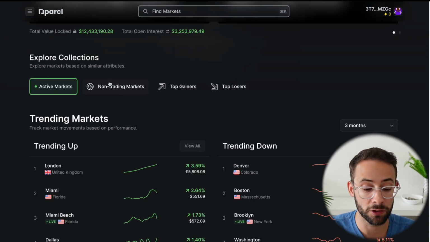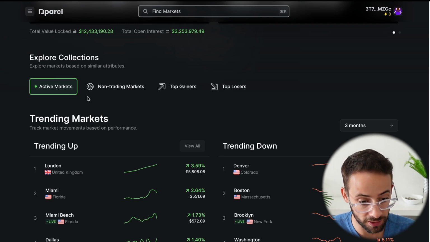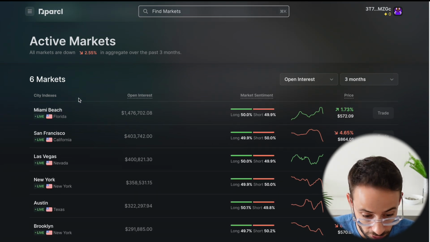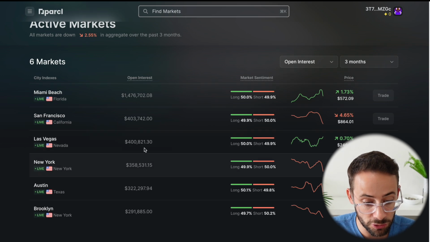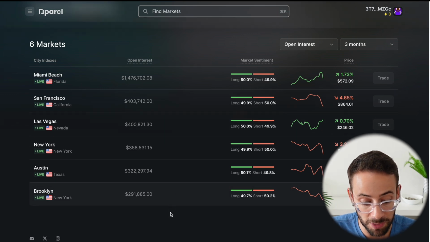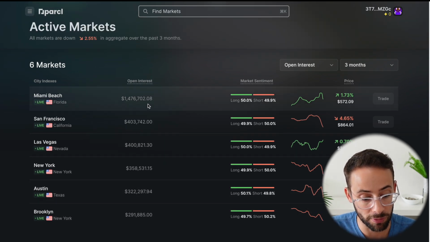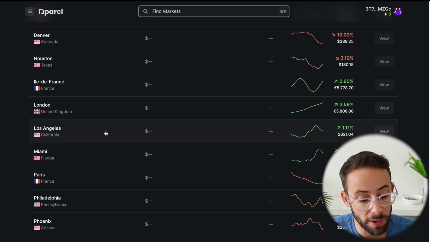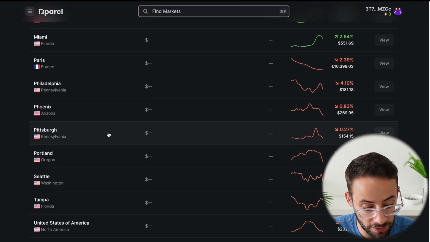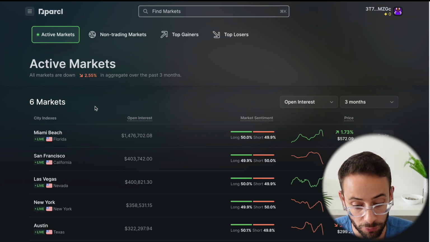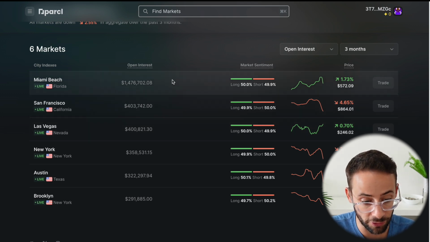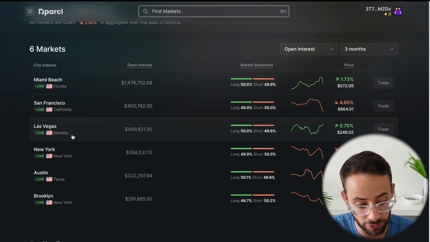Now, these buttons here are going to show you what you can actually trade when you log into the app. So right now, there's the option to choose active markets, and there are 6 real estate markets that are currently live and tradable right now. And you can see how much open interest there is for each of these real estate markets. So each of them has minimum a couple 100,000, and Miami has almost 1.5 mil. Now you can also toggle onto non-trading markets, which are ones that are not currently live, but will probably go live at some point in the near future. But currently, as of the time of this recording, there's only actually 6 real estate markets that are live for trading. So you can see these are the options. We got Miami Beach, San Francisco, Las Vegas, New York, Austin, and Brooklyn.